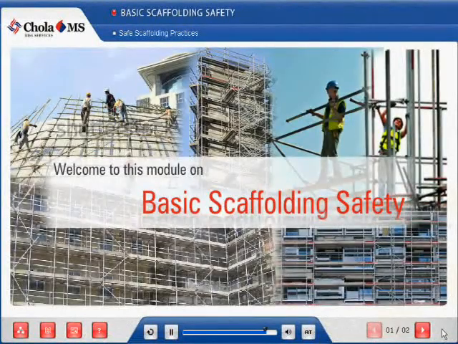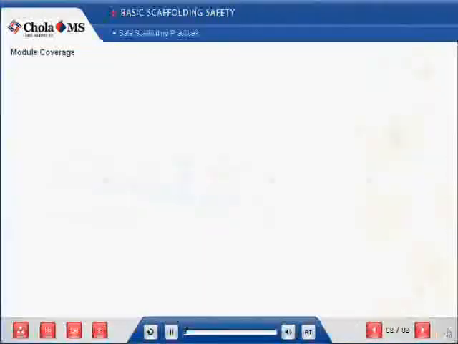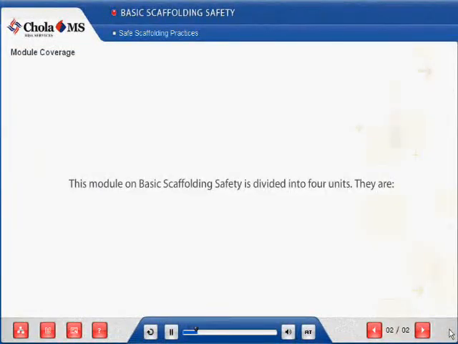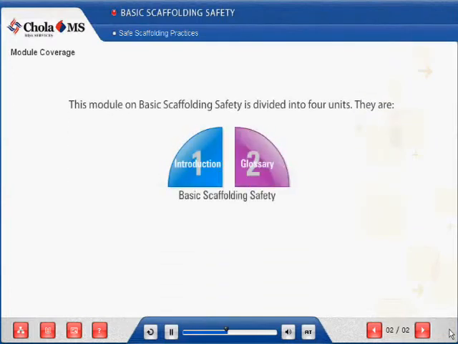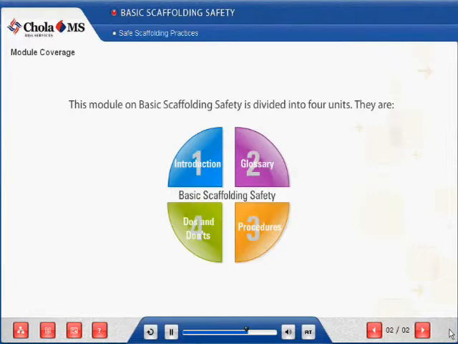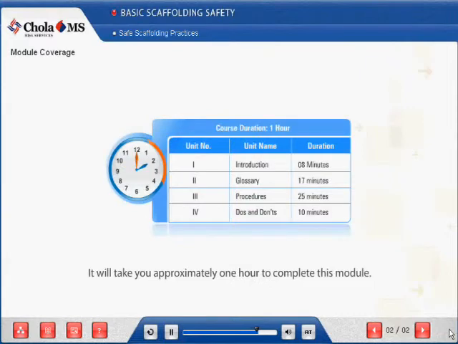Welcome to this course on Basic Scaffolding Safety. This module on Basic Scaffolding Safety is divided into 4 units. They are Introduction, Glossary, Procedures, and Do's and Don'ts. It will take you approximately 1 hour to complete this module.